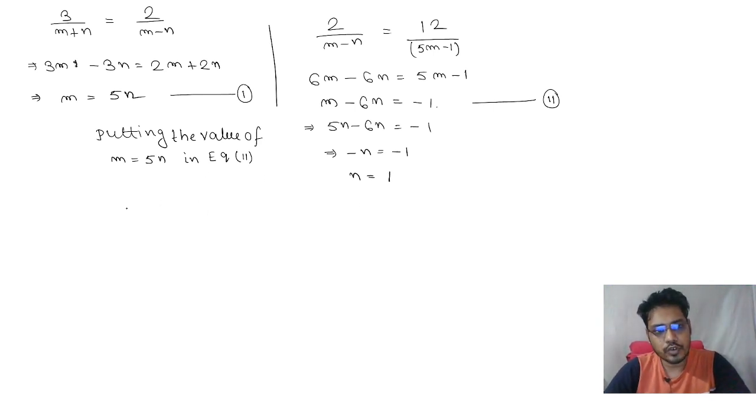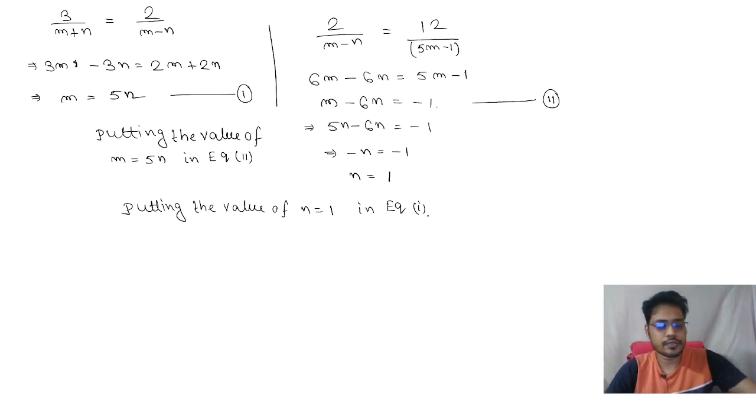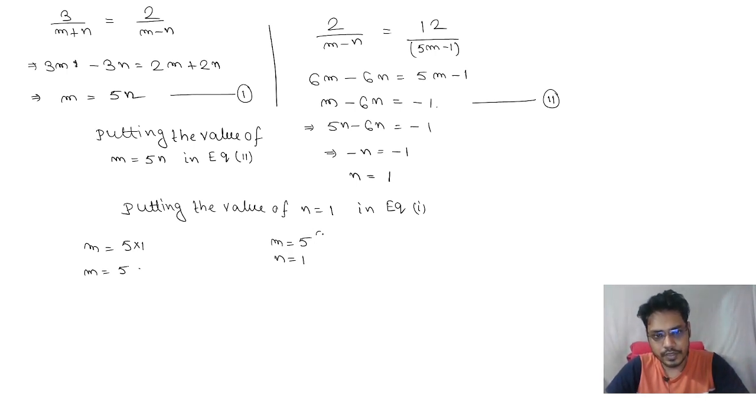Now put the value of n equal to 1 in equation number 1. If we put the value of n as 1 in equation number 1, you will get m is equal to 5n, that means 5 into 1. So m is equal to 5. So you get m is equal to 5 and n is equal to 1.